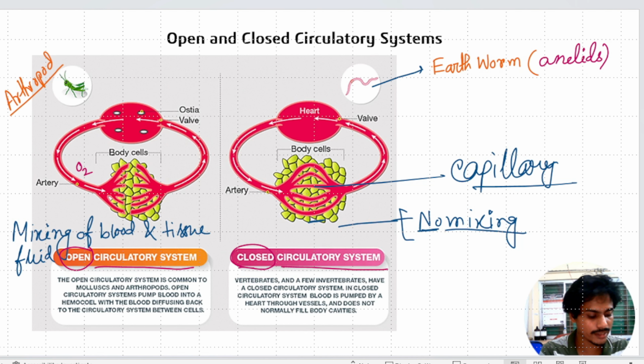But in the previous one, that is an open system, where O2 is coming in, and there is mixing of the blood with the tissue fluid, because it is open, which means the blood and tissue fluid are mixed. The open circulatory system is common to molluscs and arthropods. An open circulatory system pumps the blood into the hemocoel, with the blood diffusing back to the circulatory system between the cells. So hope you can understand that.